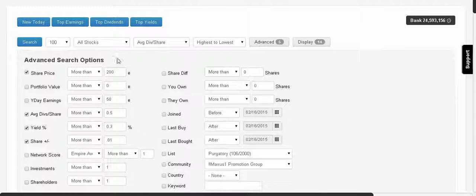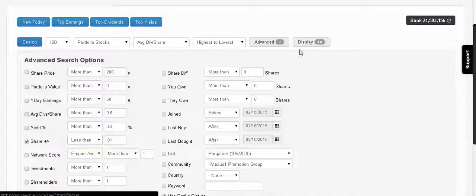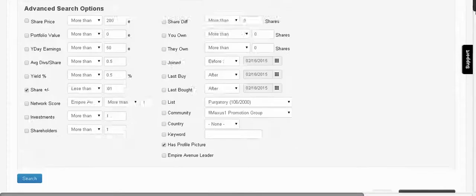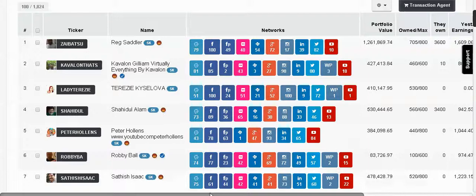So the next thing I'm going to show you is how I make decisions on who to get rid of. So we're going to go to portfolio stocks, and we're going to get rid of basically all of this information, and we're just going to do share plus or minus, and we're going to do less than 0.01. I want to know, right? So we're going to go ahead and search, which means essentially that they are inside of a negative, a decrease in price.